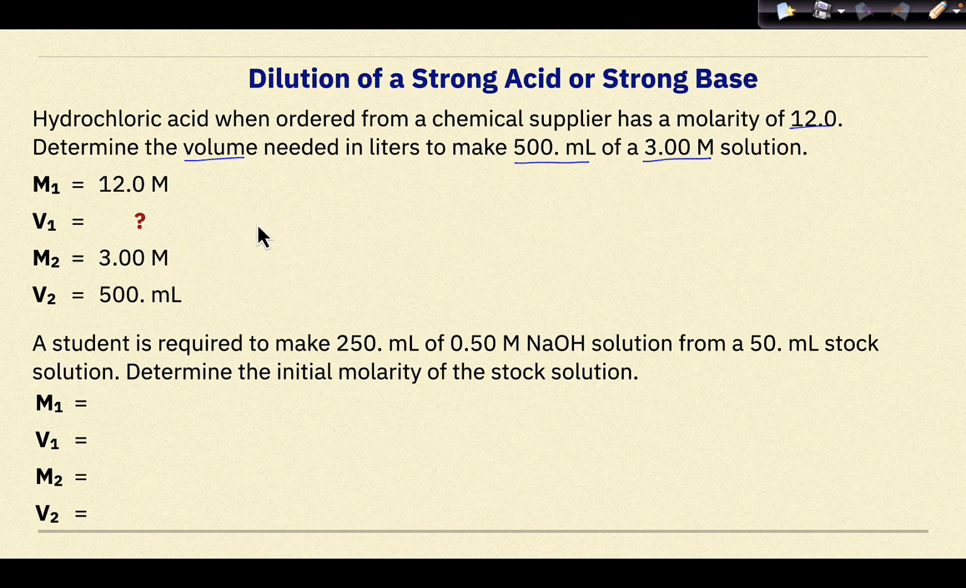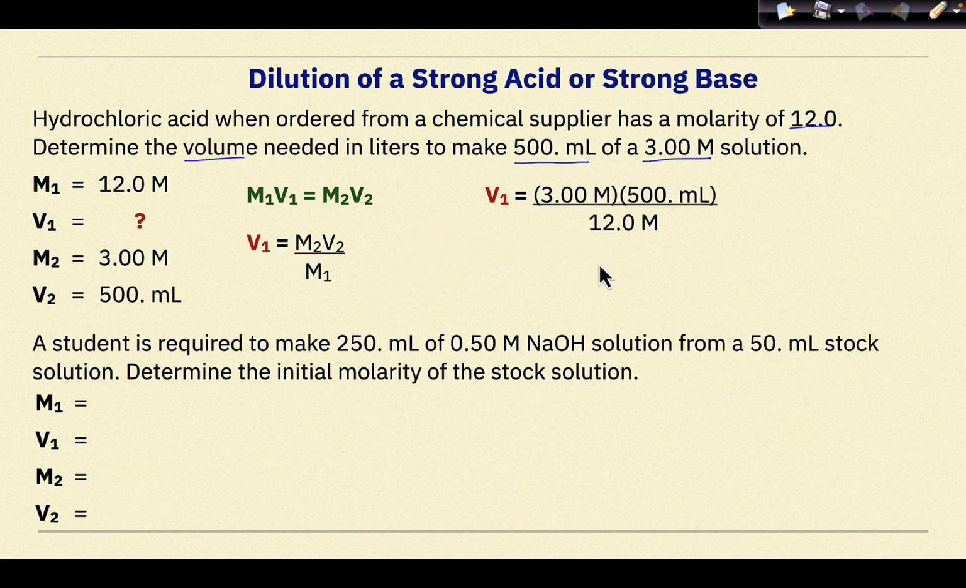Then we're going to write the general formula for dilution. Next, we will rearrange the formula to solve for the unknown variable. Then we will plug in the numbers from the stimulus, and when we calculate the answer, we find it to be 125 milliliters. Notice that the answer is in milliliters.